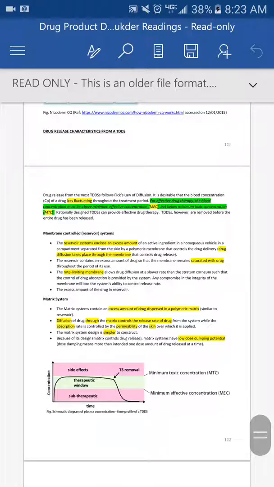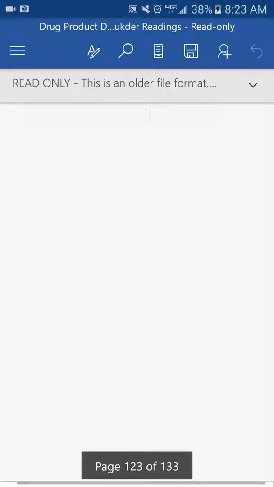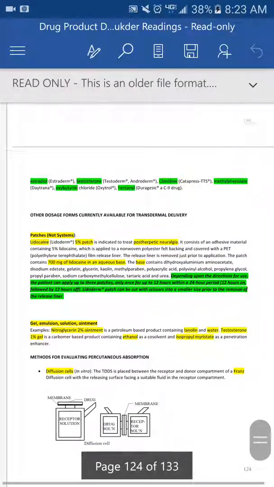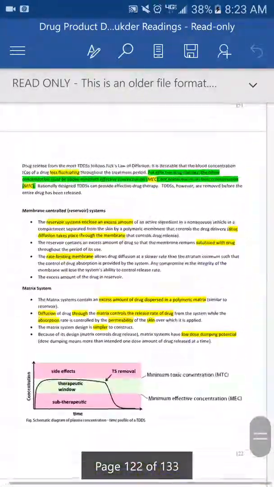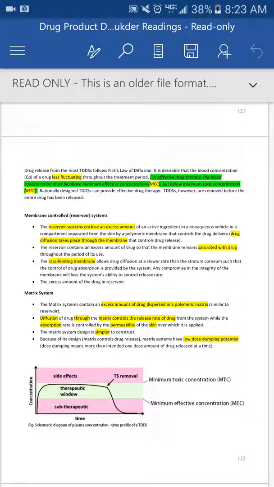Drug release characteristics from a TDDS. So I need to start going through this a lot faster because it's killing me on time. Got 11 more to go.